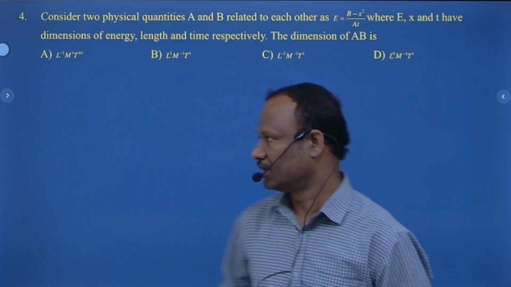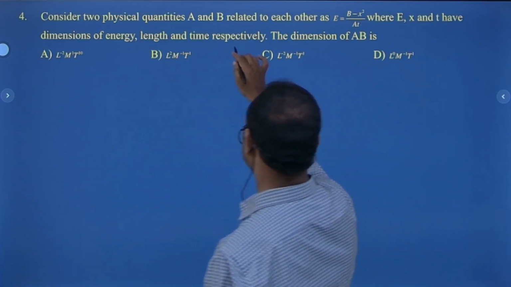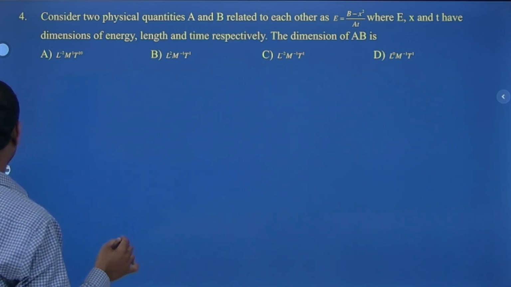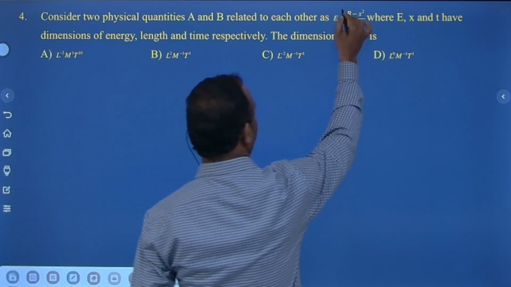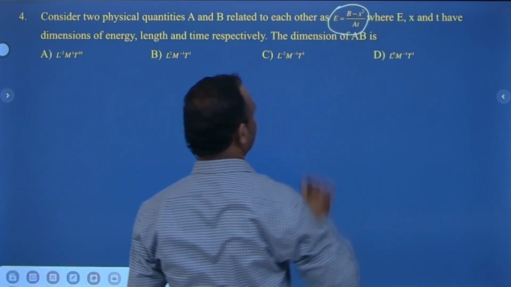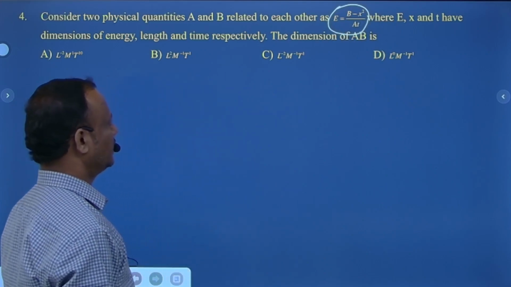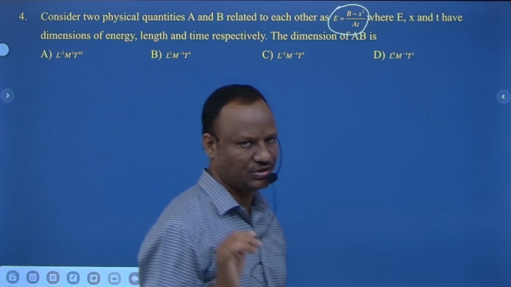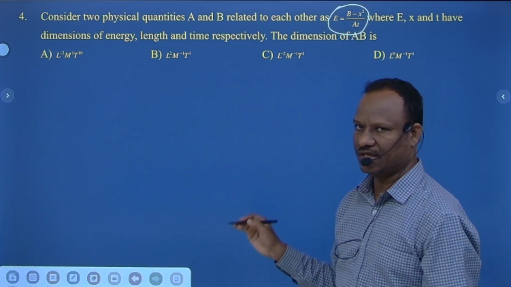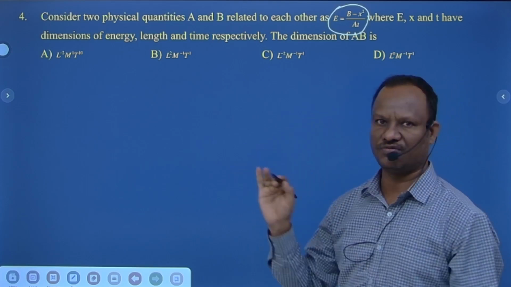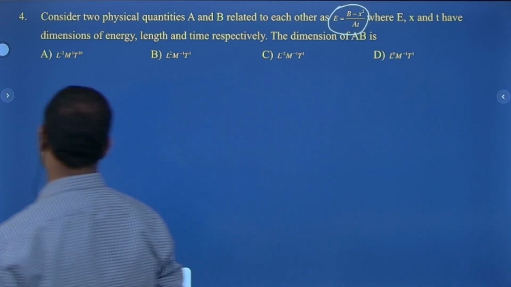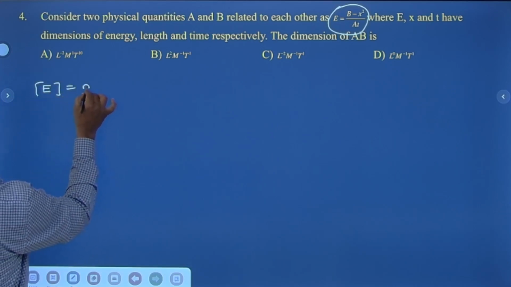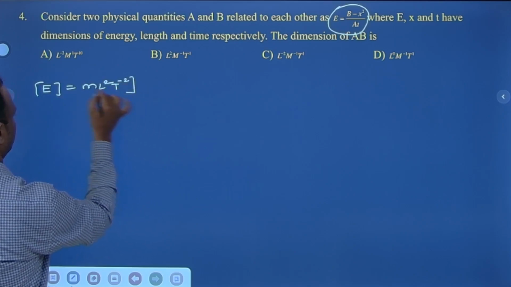Question number 4. Consider two physical quantities A and B related to each other, where E is the energy, E equals B minus X square by AT, where X is the position and T is time. First, we are checking dimensional analysis, which you should always know. What is the dimensional formula of the given physical quantities? The dimensional formula of energy is M L square T minus 2.